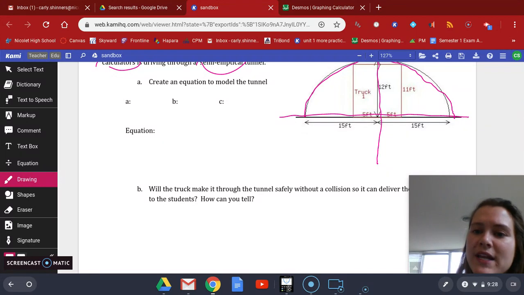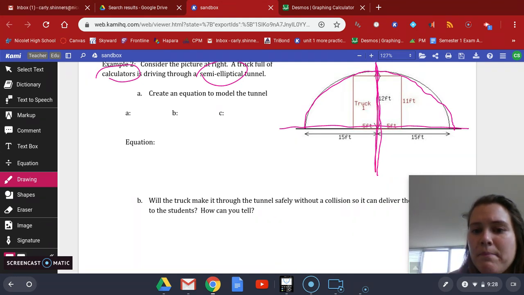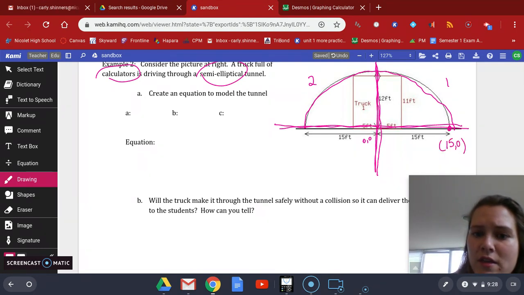So to do that, we need an equation for the semi-elliptical tunnel, okay? So here I just drew in a coordinate plane. So you can think over here is quadrant 1, quadrant 2. It looks like my center is going to be 0, 0. So you can think this point would be 15, 0. This point over here would be negative 15, 0. And then this point up here would be 0, 12.